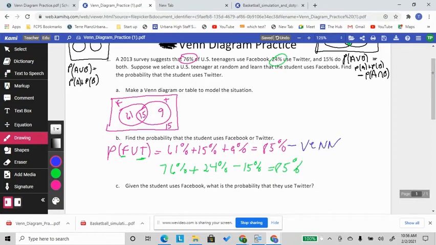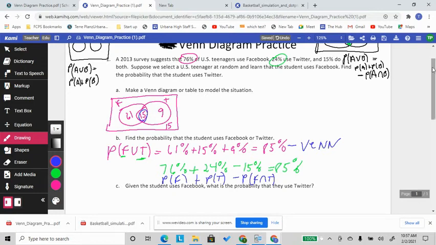There's the Venn diagram way, and here's the formula way. Probability of Facebook plus the probability of Twitter minus the probability of Facebook and Twitter, the both. That's that symbol for this right here.